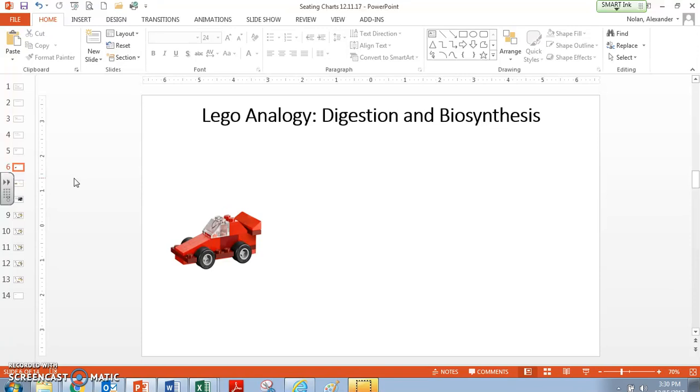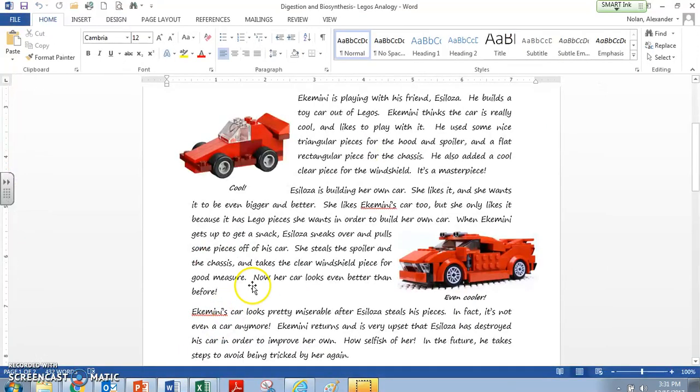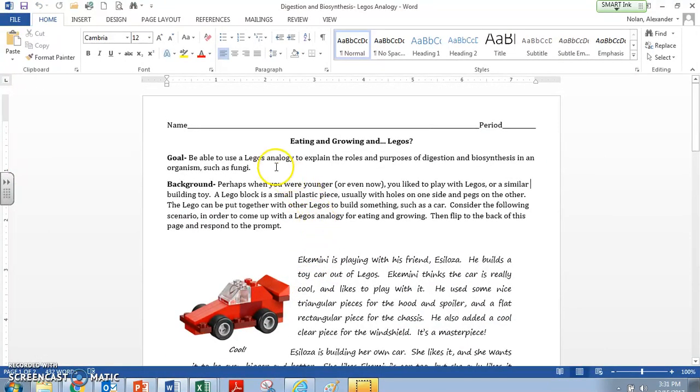An analogy is like a metaphor, and so what we want to be able to do today is to be able to say, how does this scenario or story that I'm going to tell you have to do with digestion and biosynthesis? On the surface, it's about Legos, but how is it like digestion and biosynthesis? Our goal is to use this analogy to explain the roles and purposes of digestion and biosynthesis in an organism such as fungi.